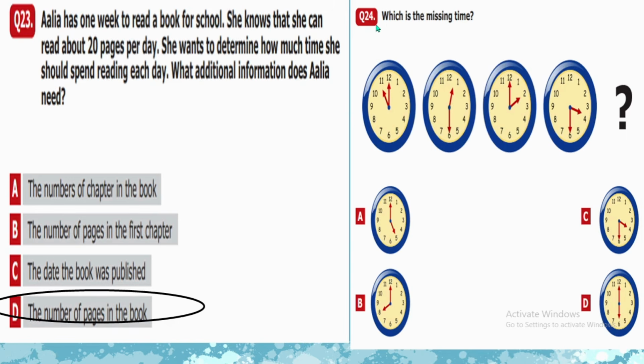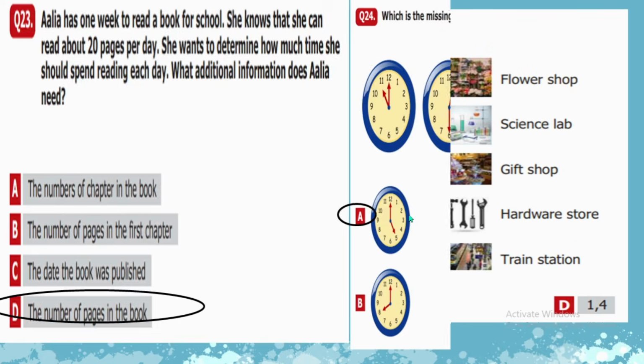Now, question number 24, which is the missing time? If you see from 11 to 12:30, there is a difference of 1.5 hours. From 12:30 to 2 o'clock, again the difference is 1.5 hours. And similarly, between the third and fourth clock, again there is a difference of 1.5 hours. So you can guess the time of our next clock as well. If we take a jump of 1.5 hours from 3:30, the answer will be 5 o'clock. So option A is the correct option over here.